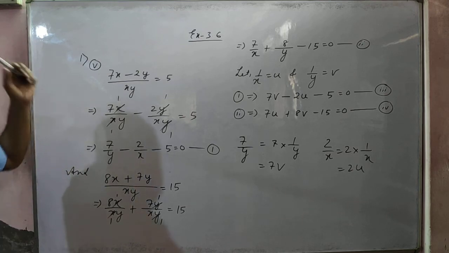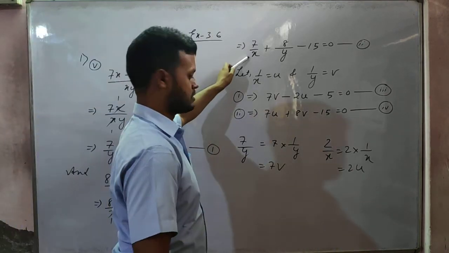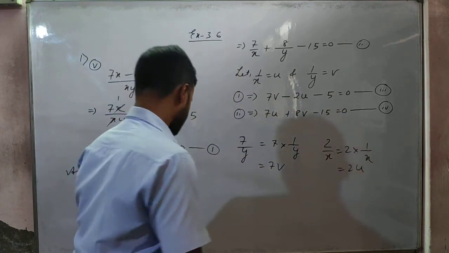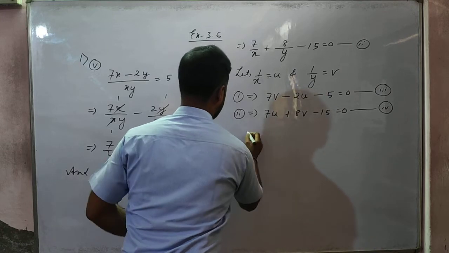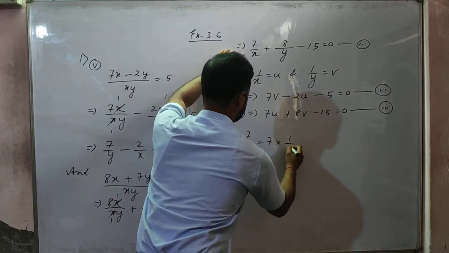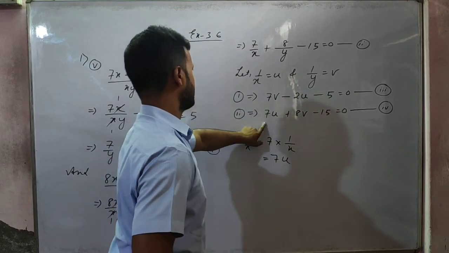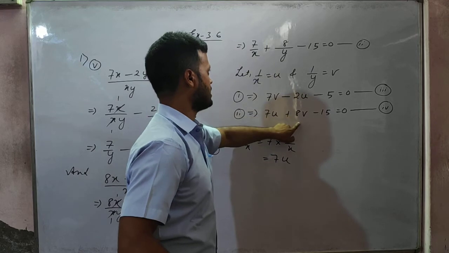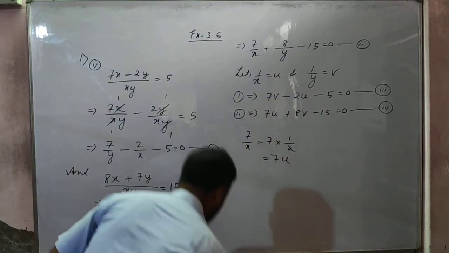Okay. And next equation, students, here 7 by x. This equation I am talking about, 7 by x is equal to 7 into 1 by x, isn't it? So 1 by x means what? U. So it became 7u. And 8 by y became 8v, so 7u plus 8v minus 15 is equal to 0. Mark it number 4.